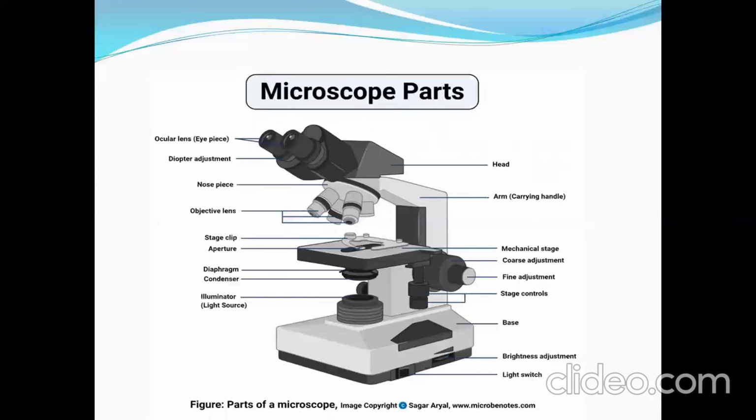Why? Because if we increase the power of the lens by using high power lenses, we can have a magnified image, but the clarity of the image will be compromised. We will get a very blurred image of the specimen.